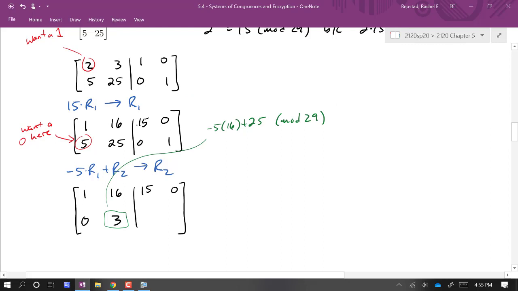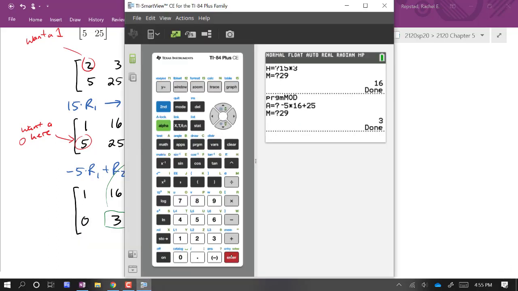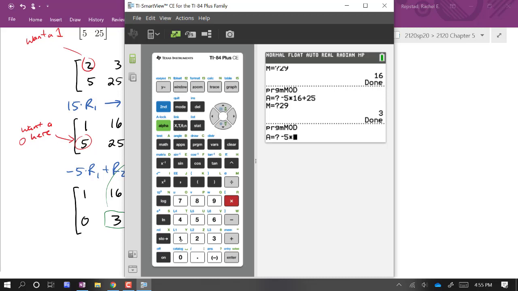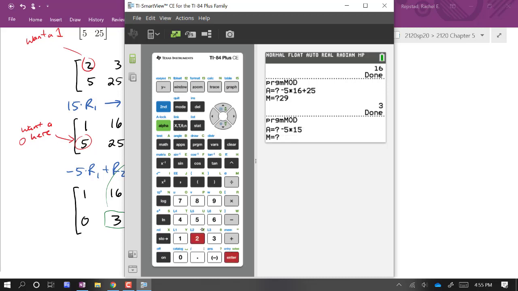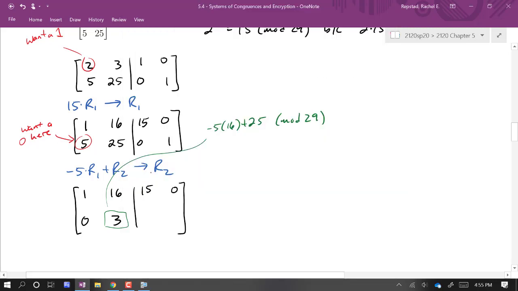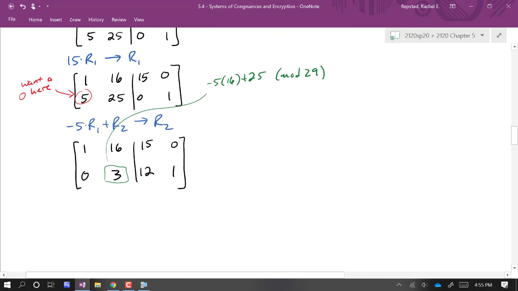Next, -5 times 15 plus 0. So -5 times 15 plus 0, mod 29, and that's 12. -5 times 0 is 0, and 0 plus 1 is 1. So here's this matrix. The next thing we want is a 1 in this location.